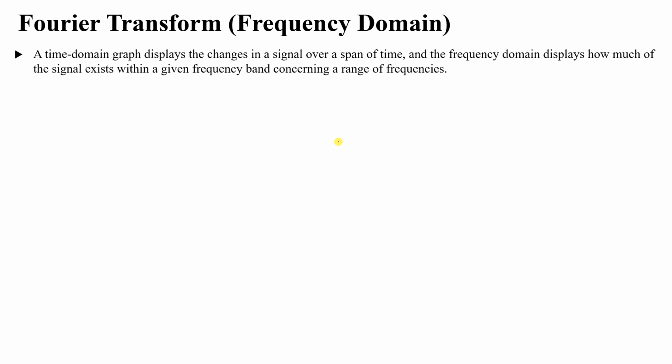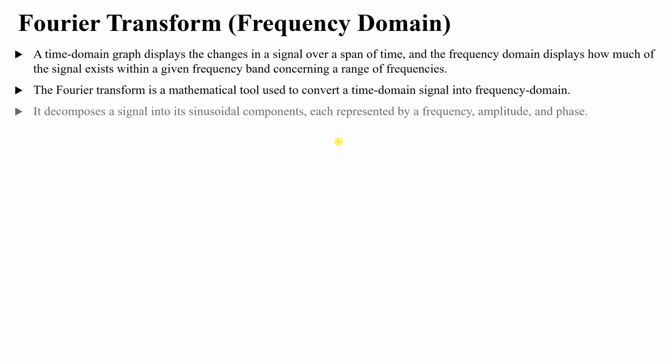Now for Fourier transform, again as we said before, the time domain gives us how the signal changes over time, and the frequency domain representing how much of the signal exists within a given frequency band concerning a range of frequencies. So it converted it into a frequency domain, and by doing so we can decompose it into sinusoidal components with frequency, amplitude, and phase, similar to Fourier series but for non-periodic signal.